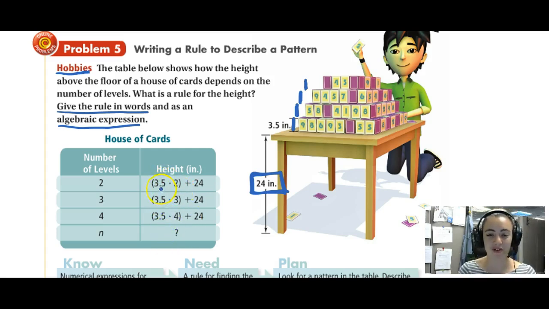So when you write this out or you look at this table, hopefully you're starting to recognize a pattern. So here I notice that we always add 24. We're always multiplying 3.5 times some number. And the number represents the number of levels in the card. It's always this value here. So that's going to be what we're going to substitute in there. It's our variable, in this case, n. So our rule as an algebraic expression is 3.5n plus 24.